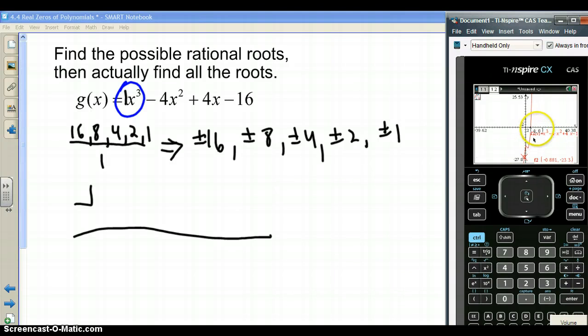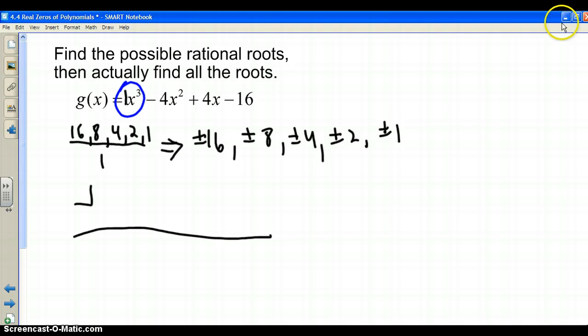So if you perform a trace on this function, you can see that it does cross only once, and it only crosses at 4, 0 is where it crosses.